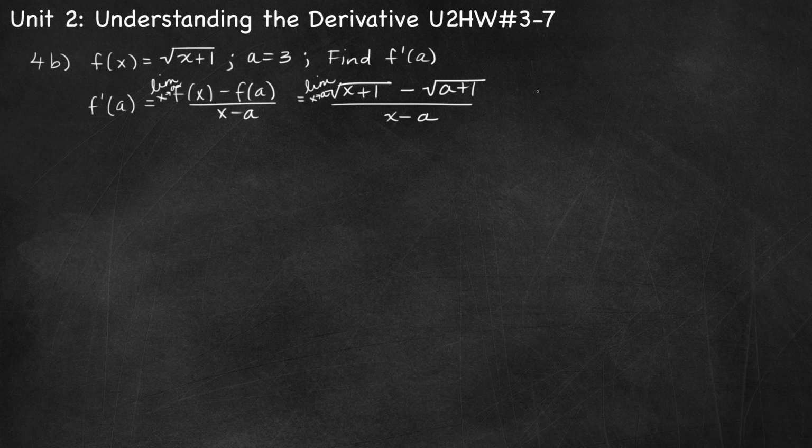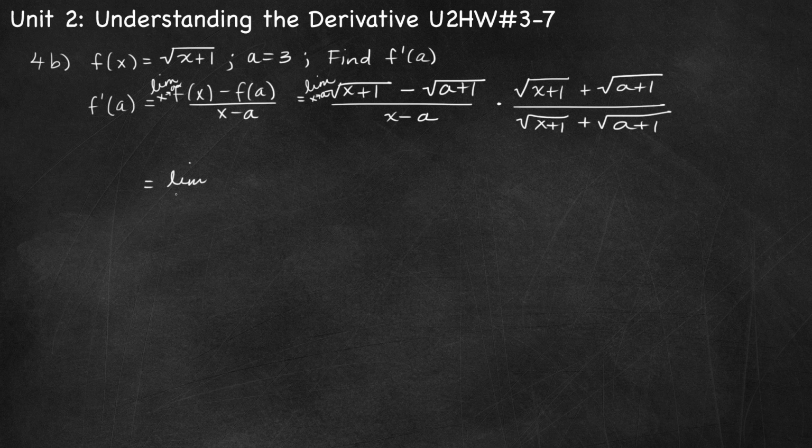Okay, now to simplify this, I need to multiply top and bottom by the conjugates. Square root x plus 1 plus square root a plus 1 over the same thing, square root x plus 1 plus square root a plus 1. Okay, so that's the limit as x approaches a. So I'm multiplying these together.